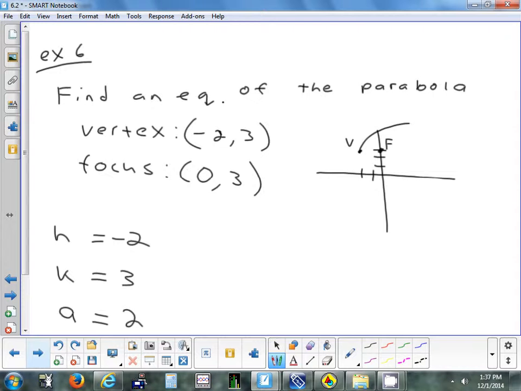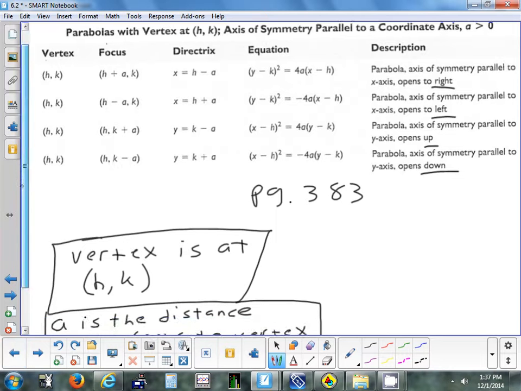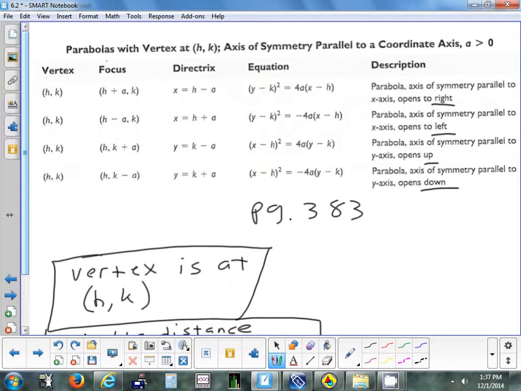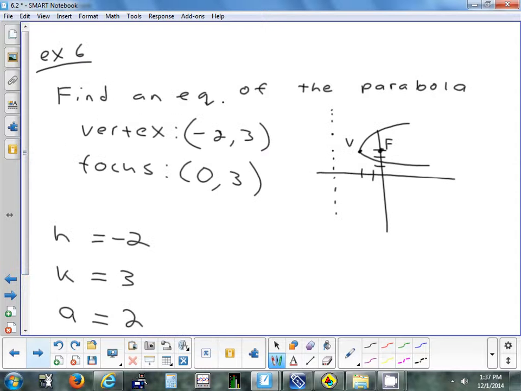I have to wrap around the focus. My directrix would be over there, 2 units to the left of the vertex, just like the focus is 2 units to the right. So let's look up the formula when we open right. Opening right, (y minus k) squared equals 4a times (x minus h). And now just fill in h, k, and a, and then you're done.